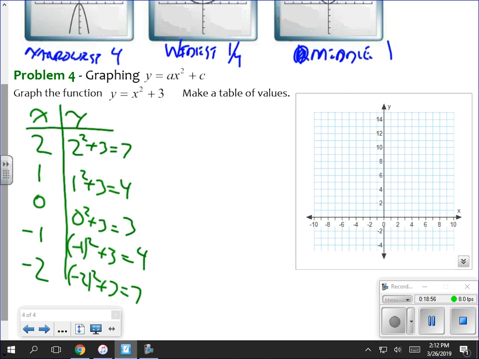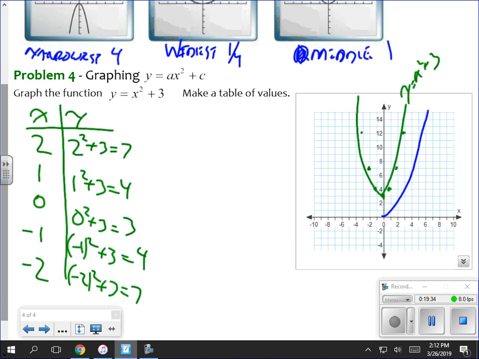So I got 2, 7, and 1, 4, and 0, 3, and -1, 4. And notice I don't even have to, I just kind of match it over. If we were to do 3 and -3, that would be 9 plus 3 is 12. Right? And that would be here and here. So that is the one we did, y equals x squared plus 3.